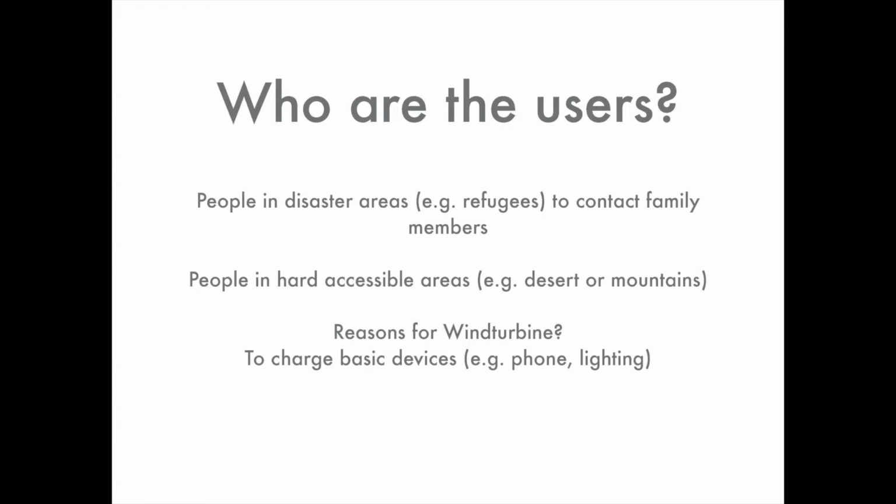So who are the users? The users are people in disaster areas, for example refugees, to contact family members, or people in hard accessible areas, for example desert or mountains. The reasons for using the wind turbine are to charge their basic devices, for example their phones or lights.